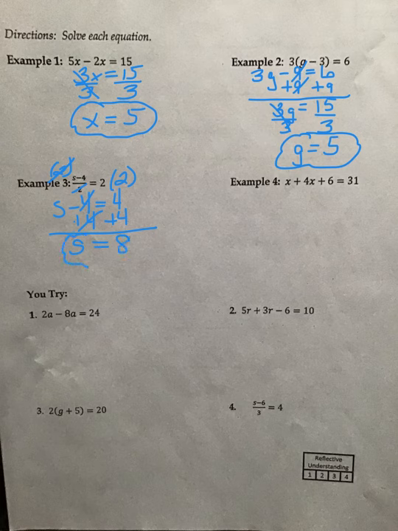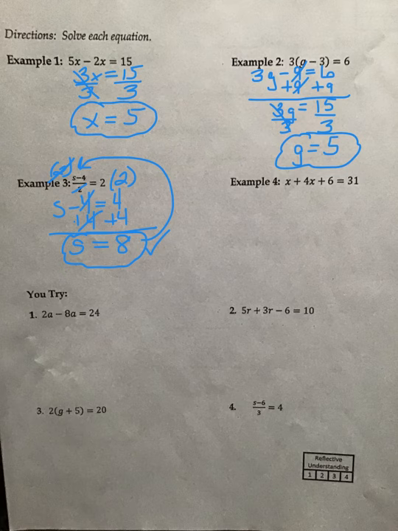Again, if we go back in and plug these answers into the original equation, it should be true. So if we take 8 and plug it in for s up here, 8 minus 4 is 4. 4 divided by 2 does give us 2. So our answer checks. And the last example that we're going to do together, and then you're going to try on your own.